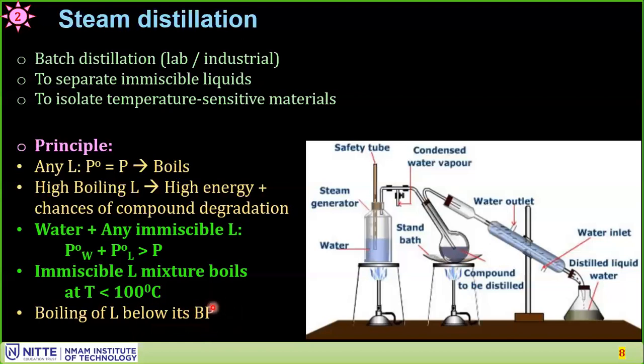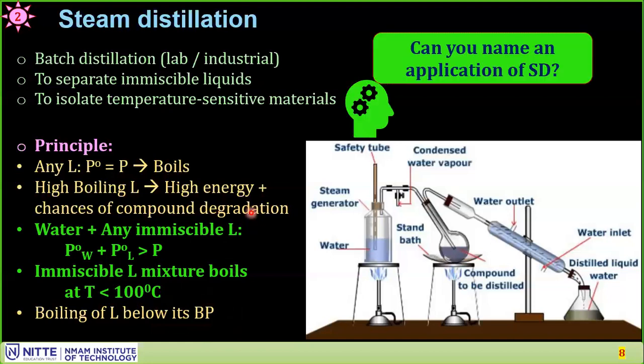So if you boil a particular liquid at its boiling point, it will degrade, but we are boiling it at low temperature, that is at 100 degree. At this point it will distill as well as the compound is not degraded. This is the major advantage of steam distillation.